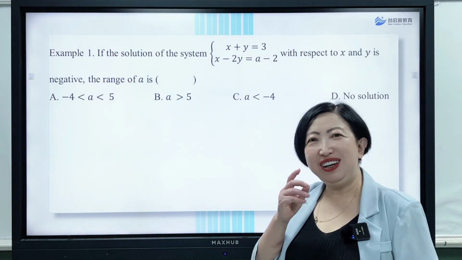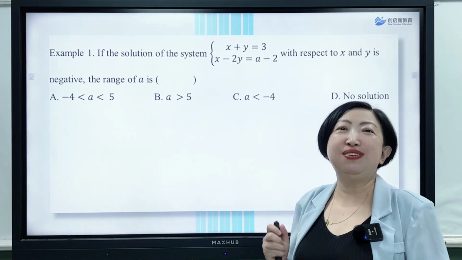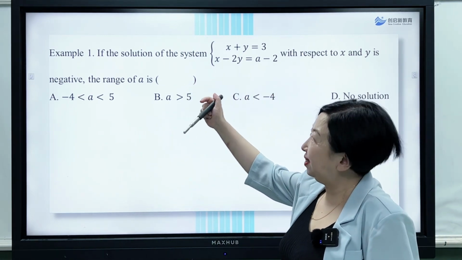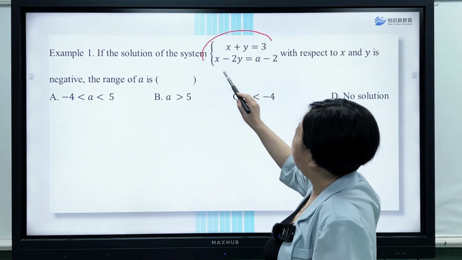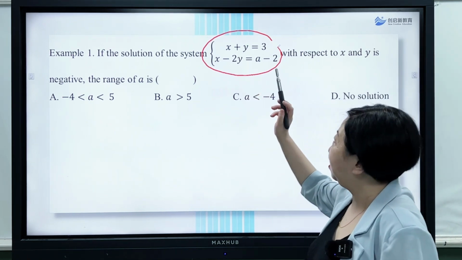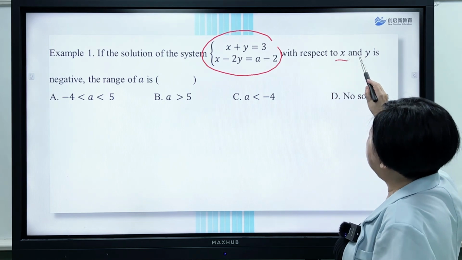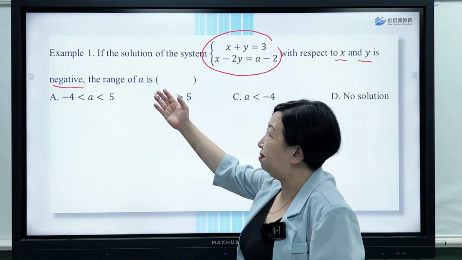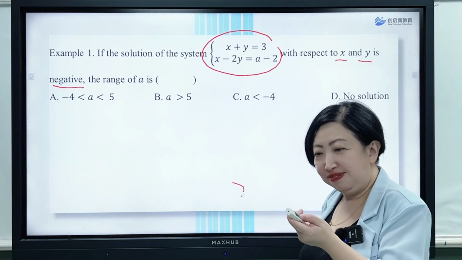Okay, let's use some examples to understand the methods of equations. For example 1, let's have a look. If the solution of the system x plus y equals 3, x minus 2y equals a minus 2, with respect to x and y is negative, and the range of a is what? Let's have a look. Let's see.